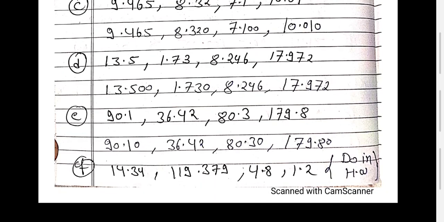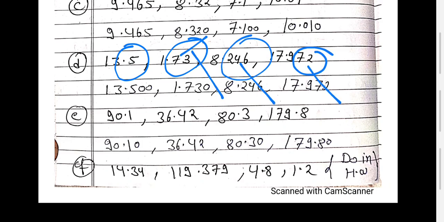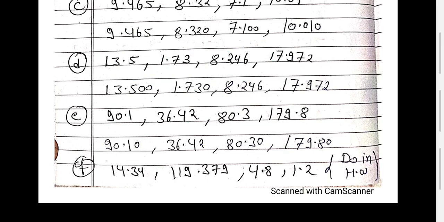Now come on D part. 1 decimal place, 1 decimal place, 2 decimal places, 3 decimal places, 3 decimal places. 3 decimal, write the same, it is 2, increase 1 zero, becomes 3, it is 1, increase 2 zeros, becomes 3. Now all have 3 decimal places, so they are known as like decimals.